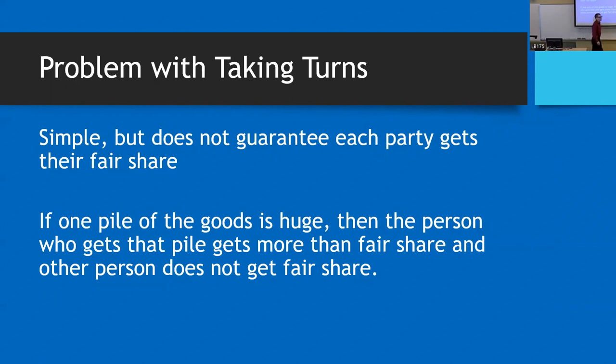This happens a lot when you open up and you're splitting things up and there's one item that's really, really huge compared to everything else. If we open up our treasure chest, maybe that crown in the treasure chest is way, way bigger than everything else and worth way, way more than everything else. And whoever gets that crown is going to get way more than their fair share. Everybody else gets less than their fair share. Okay. So taking turns may seem like a good idea, but it doesn't guarantee fair share.